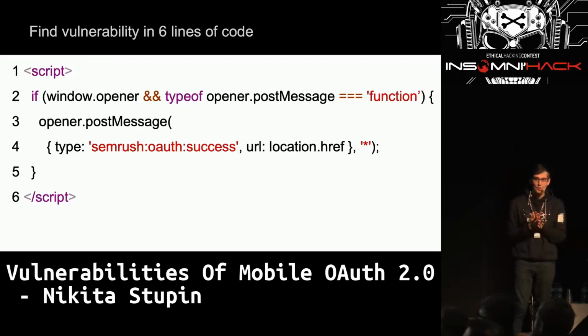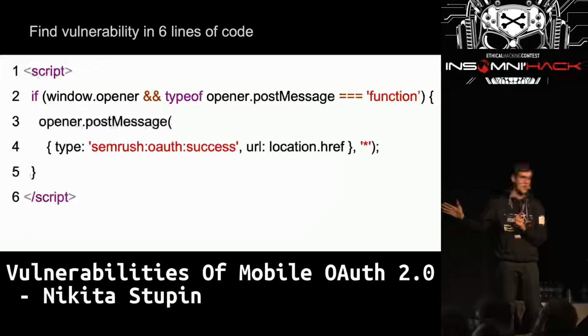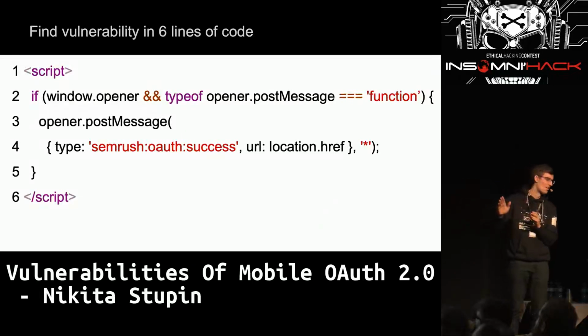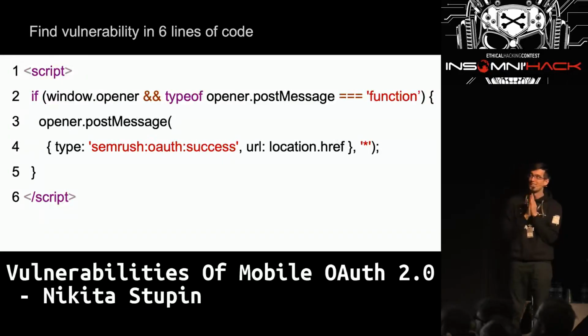And for the next vulnerability, I have a small task for you, and it's to try to find the vulnerability in 6 lines of code. It's real production code from a real web app, and basically there are 3 lines of code, because the other 3 are just syntax. I know you can do it. Any ideas?